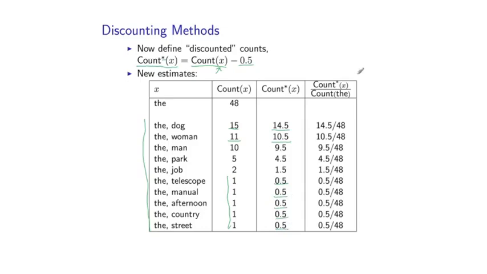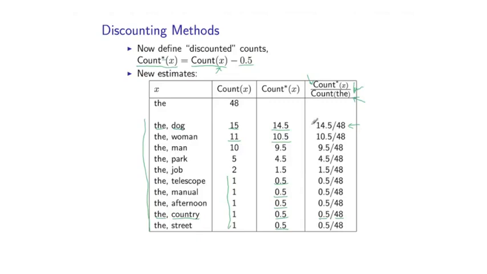And we can again define estimates now based on the ratio of the discounted count to the number of times we've seen the word "there". So for example, we now have 14.5 out of 48 as the estimate for the probability of "dog" given "there", or 0.5 out of 48 for the probability of "country" given "there". So notice we've essentially lowered each of these estimates through these discounting methods.